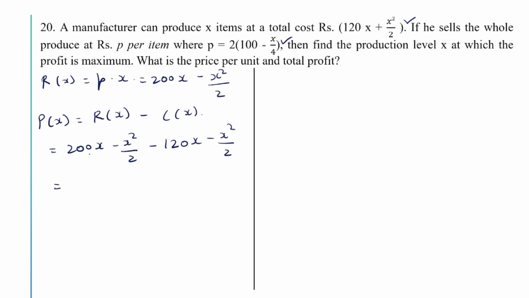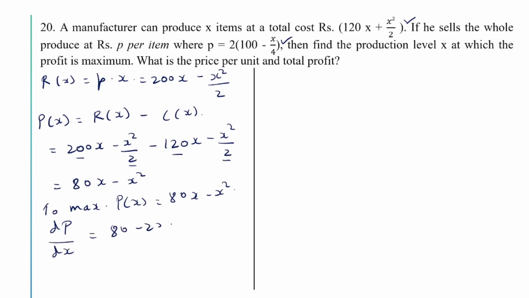So 200x minus 120x is 80x, minus x squared by 2 minus x squared by 2 is minus x squared. Now we have to maximize the profit. So to maximize, P of x is equal to 80x minus x square. Again we have to find the critical points and use the second derivative test to find the point of local maxima. So dP by dx is 80 minus 2x.